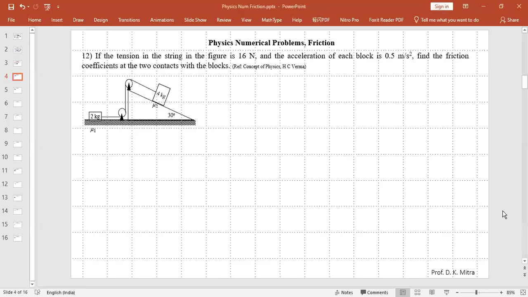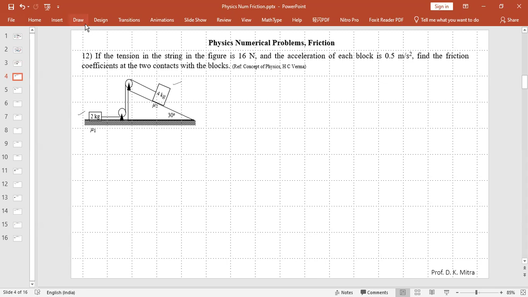Let us take this problem. It says that here there is a 2 kg mass, here there is a 4 kg mass. They are connected with a single string. The coefficient of friction here is mu2, here it is mu1. And this angle of the slope is 30 degrees. Since they are connected with a single string, the tension in the string will be the same everywhere.